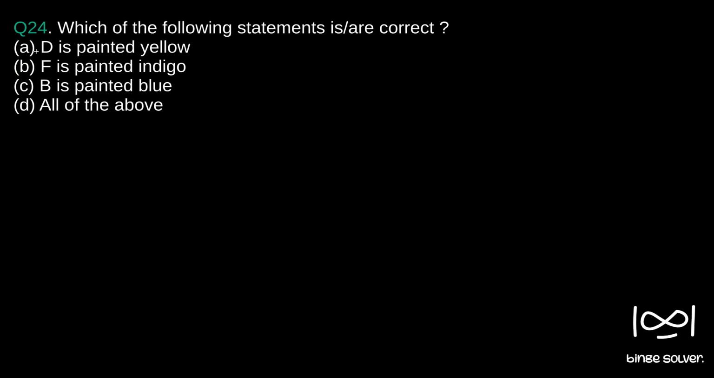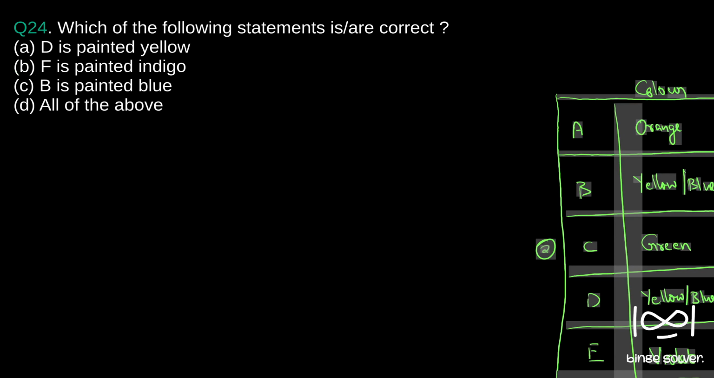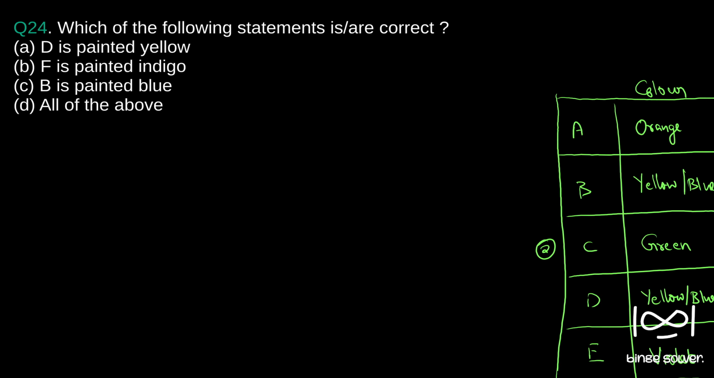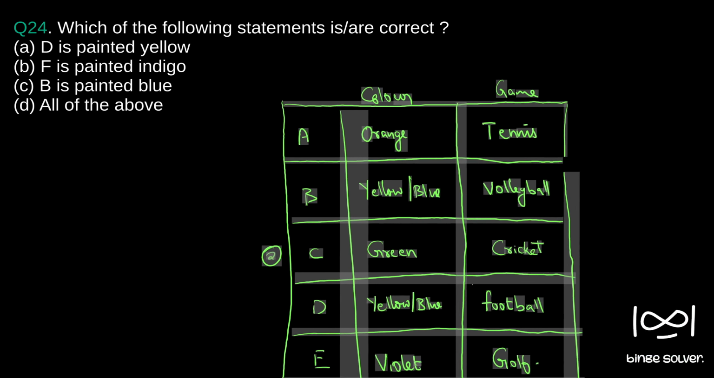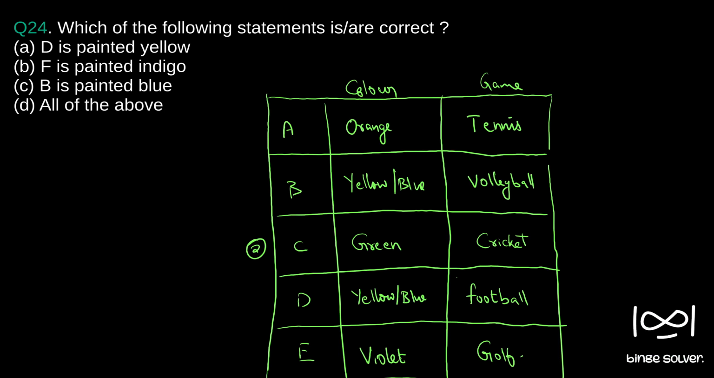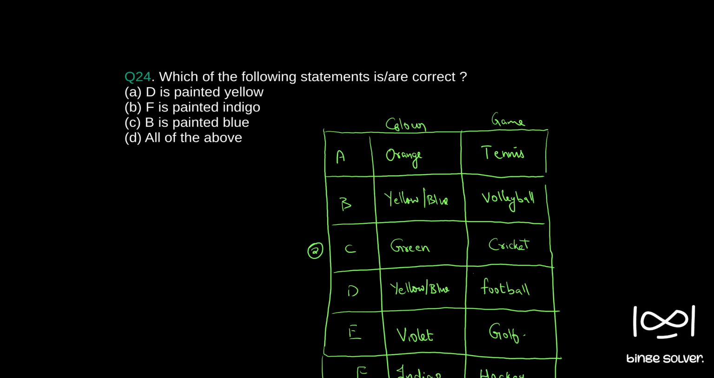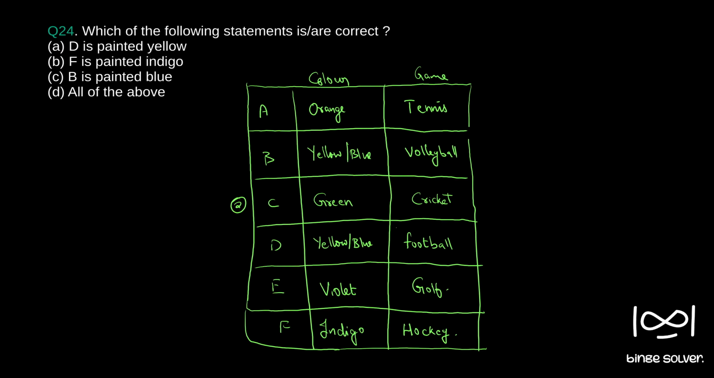Now we'll take up the next question. We'll just paste it again here. The question is, which one of the following statements is or are correct? We have our box, which we filled. Now, D is painted yellow? If you see, D can be yellow or blue. We cannot say for sure whether D is painted yellow. It could be blue also. So A is not a correct statement. F is painted indigo, which is true. So solution to question 24 is B.